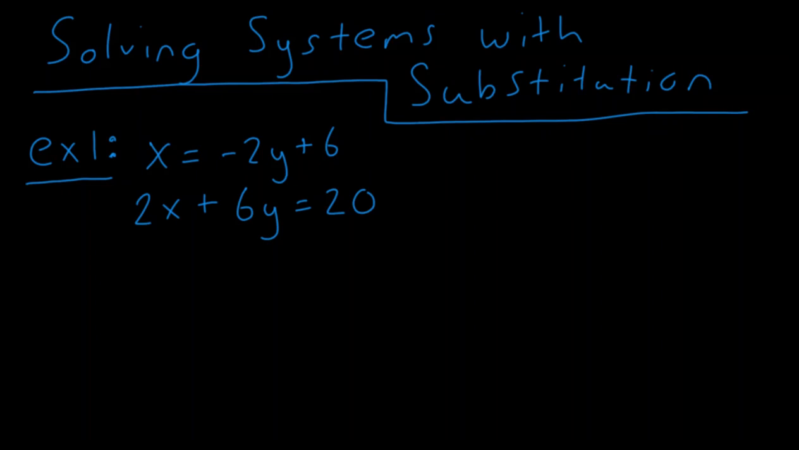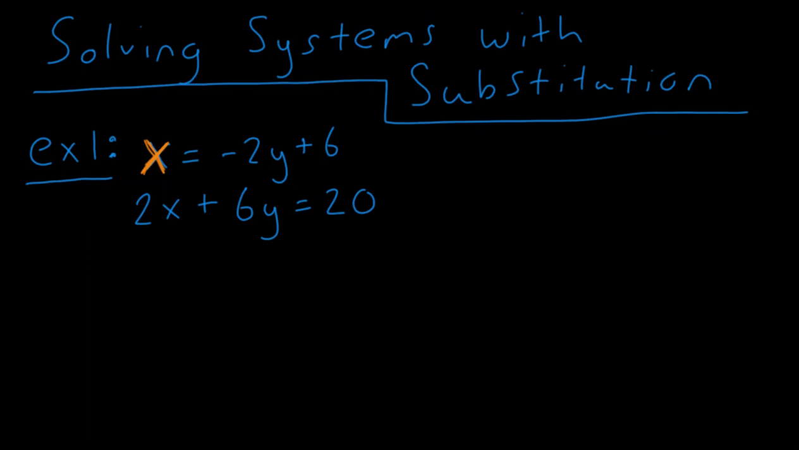Alright, and welcome to Solving Systems with Substitution. Here in example 1, I want you to notice how this is different from our previous problem. The first thing I want you to notice is that we actually have a variable by itself. Right here, all we have is just an x by itself.